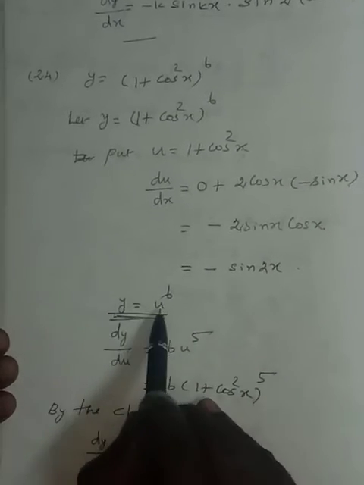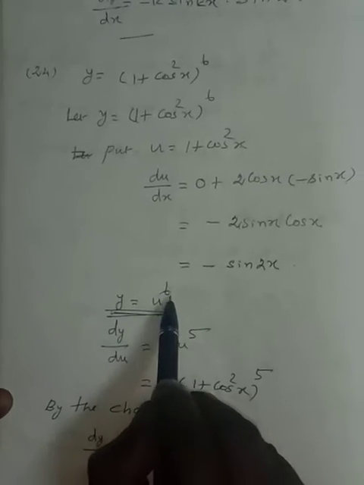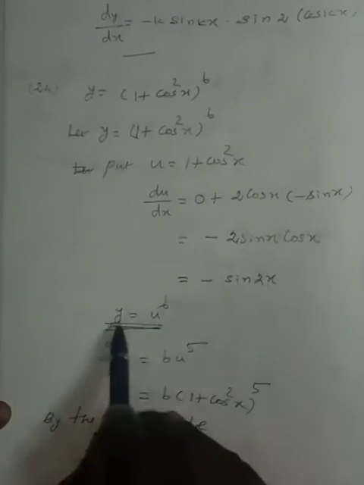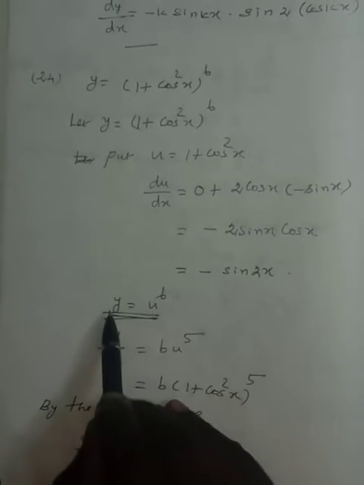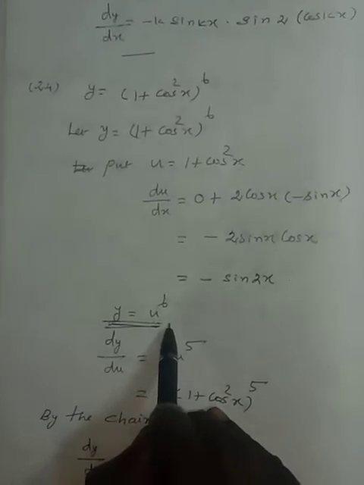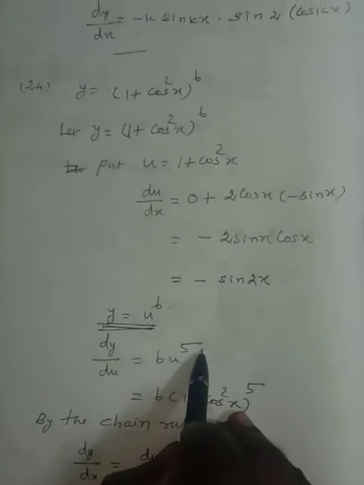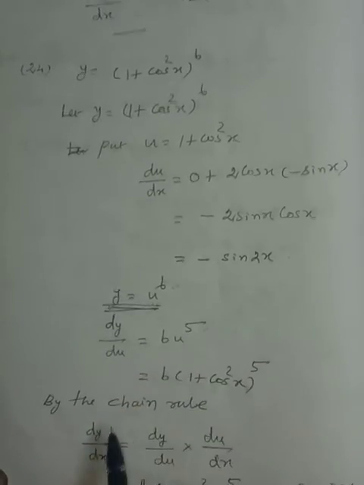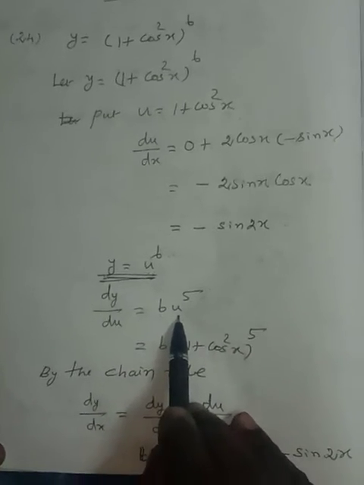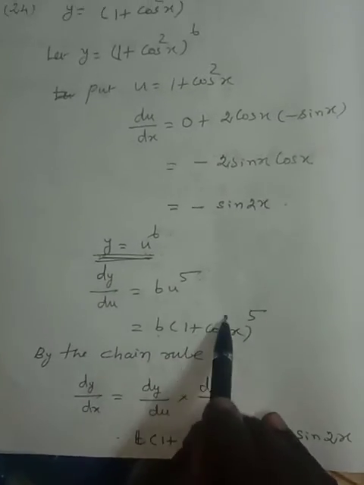y is equal to u to the power of 6. Using the formula n x power n minus 1. Left hand side variable is y, right hand side variable is u. Differentiate y with respect to u. dy by du is equal to 6u power 6 minus 1, that is 5. So 6u power 5 is the answer. But u is 1 plus cos square x. Therefore 6 into 1 plus cos square x whole to the power of 5.